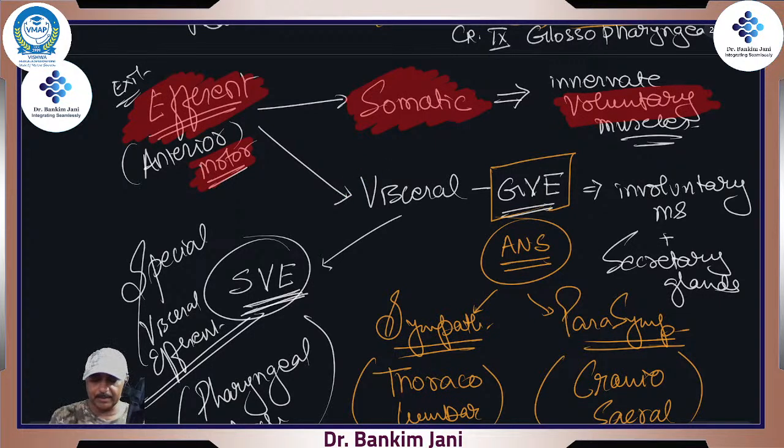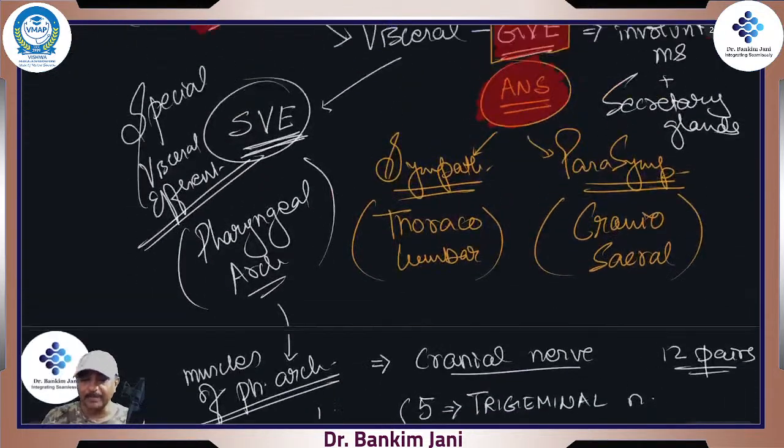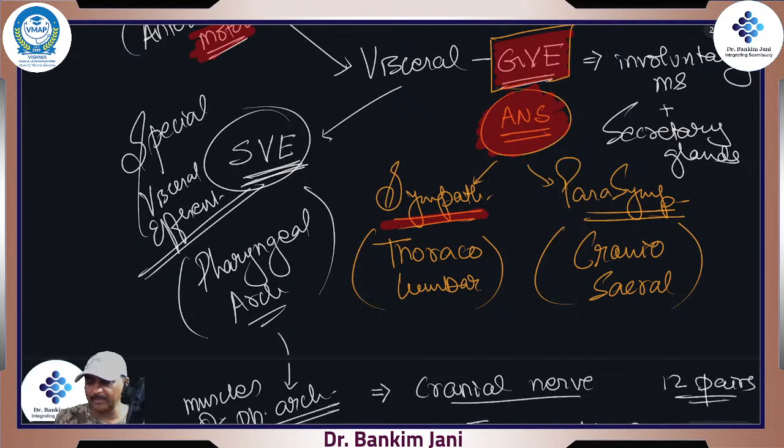For the visceral part, there is something which is totally different. For visceral, there is GVE, general visceral efferent. General visceral efferent means involuntary muscles plus secretory glands, all those. But that's our ANS, the autonomic nervous system. So this autonomic nervous system, whether it will be sympathetic or parasympathetic, depends upon the location. Thoracolumbar, that is the region where those will be the sympathetic part. Above and below, craniosacral, that is the parasympathetic, right?